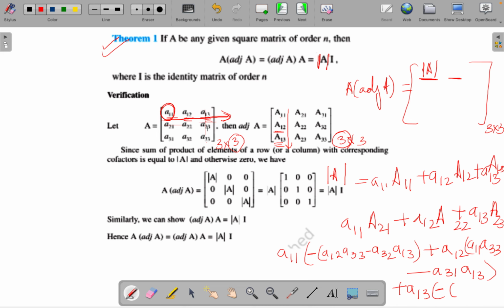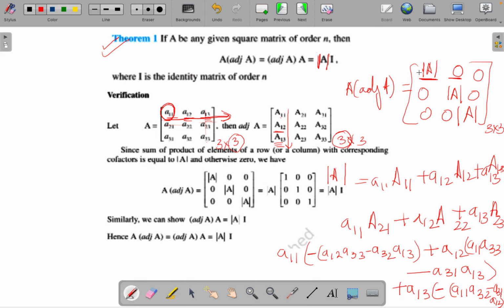2 + 3 एक ऑड नंबर है, फॉरगेट द रो एंड फॉरगेट द कॉलम, तो क्या आएगा, A11 A32 माइनस A31 इंटू A12. जब आप इसे ओपन करोगे चिल्ड्रन, everything will get cancel and you will get 0. Similarly, when you will open for all, you will get 0 at all the position except the diagonal elements, you will get determinant of A, and rest all positions you will get 0.